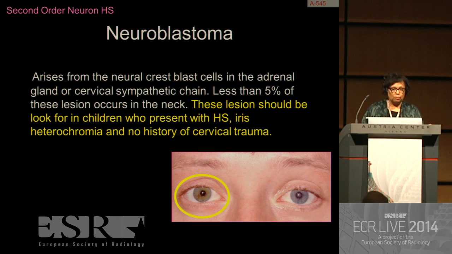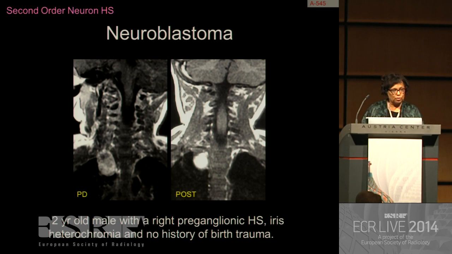The neuroblastomas arise from the neural crest cells in the adrenal gland and cervical sympathetic chain, with less than 5% of these lesions located in the neck. And these lesions should be looked for in children who present with a Horner syndrome, iris heterochromia, and no history of cervical trauma, which was the case in this 2-year-old male with a right preganglionic Horner syndrome.